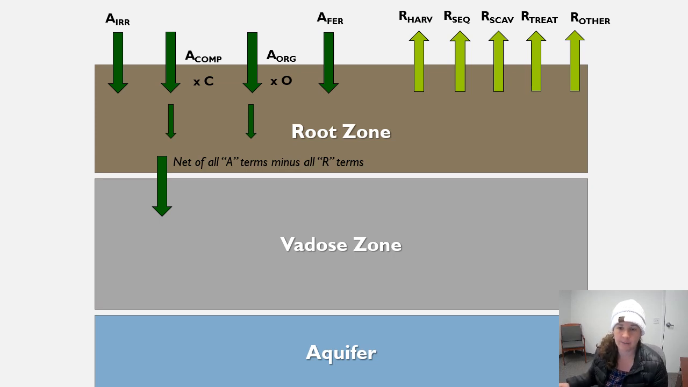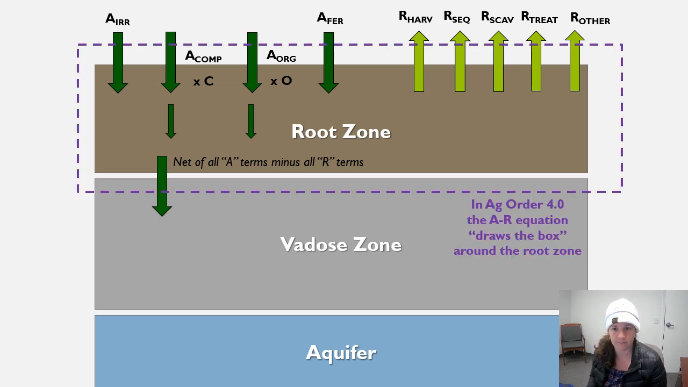So here's our A-R equation as it currently stands in the Ag Order applied to the root zone of our groundwater framework. And in Ag Order 4.0, the A-R equation really draws the box, so to speak, around the root zone. It's looking for the net of all the inputs and outputs to put a number to what may be leaving the bottom of the root zone and leaching down into the vadose zone.